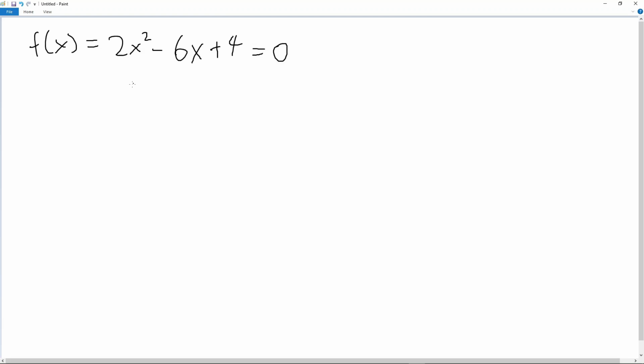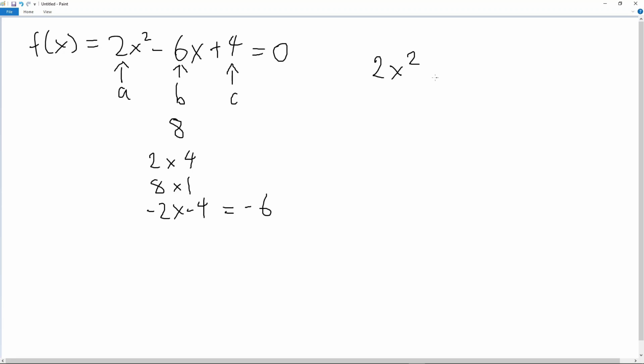To factor this, you can use the AC method, where you take the a term, which is 2, and the c term, which is 4, and you multiply them together to get 8. Then you take multiples of 8, like 2 times 4, or 8 times 1, or negative 2 times negative 4, and you see which ones add up to the b term, which is negative 6. In this case, negative 2 plus negative 4 equals negative 6. So these split the middle term, and it would be 2x squared minus 2x minus 4x plus 4 equals 0.